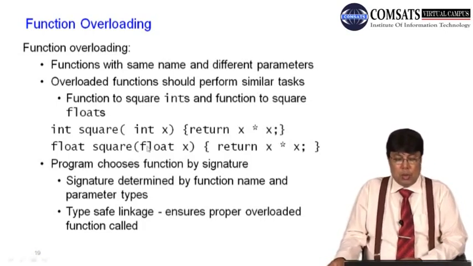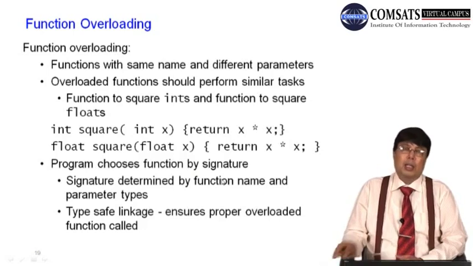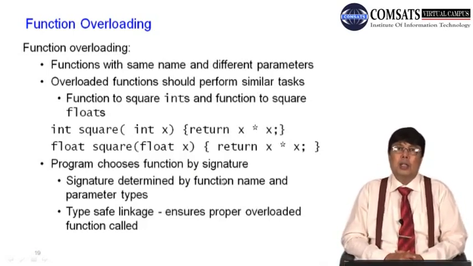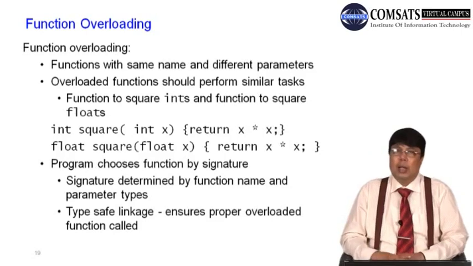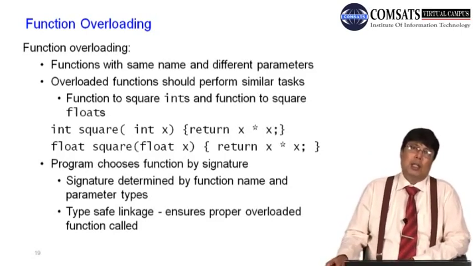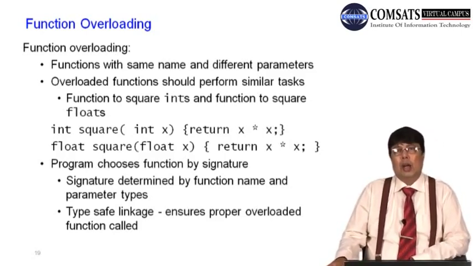So the program chooses the function by its signature. What does it mean? If you pass an argument which is an integer, then the function will return an integer. The function considers that you are using the definition or prototype of that particular function which is related to the integer. But if you pass a float, then it will return a float, and once again it will pick up the float type definition, since you have passed float data to the function, which means you are interested in the float type definition of that particular function.